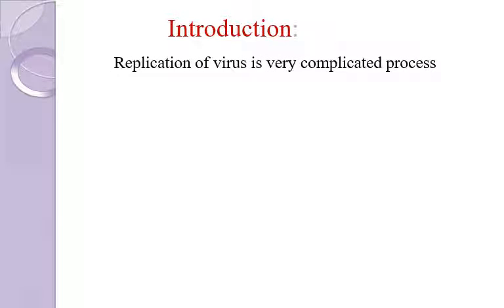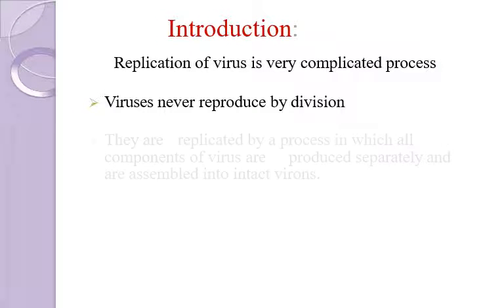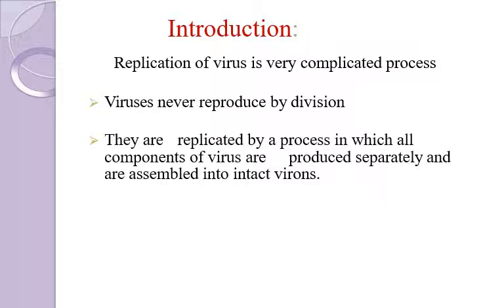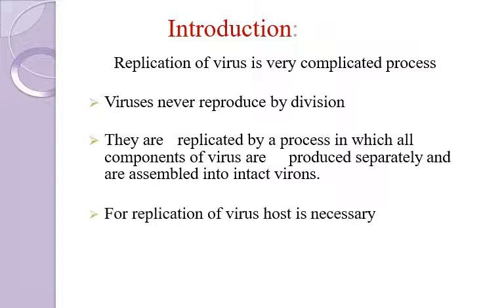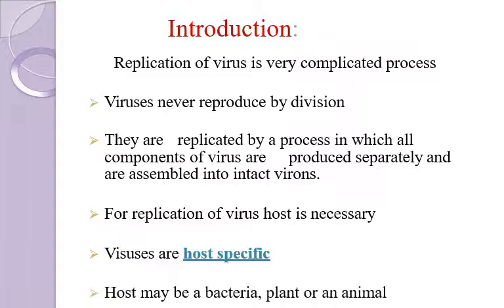Now the replication of virus is a very complicated process. Viruses never reproduce by division as other cells do. They are replicated by a process in which components of the virus are produced separately and are assembled into intact virions. For replication of virus, a host is necessary and viruses are host specific. That means each virus has its own specific host. A host may be a bacteria, a plant, or an animal.